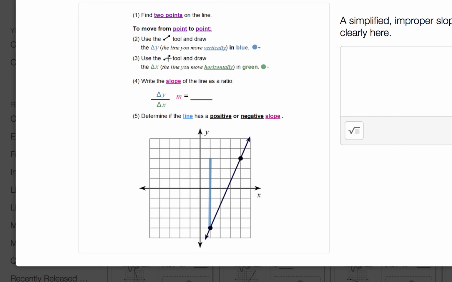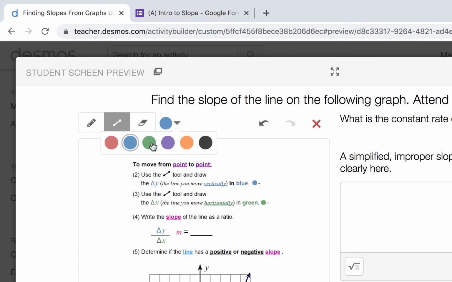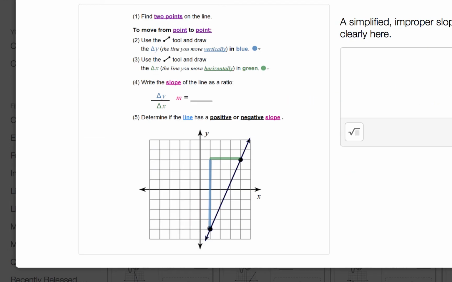From there, step 3, we keep using the line segment tool. But now I'm going to show the change in X. And that's going to be in green. So I'm going to change the color here. And the change in X, as it says right here, you move the line horizontally. So off to the side, I'm just going to note this. It looks like I started right here. So if I count this, this is always point, like if I'm counting at 0, if you've played board games, that might make sense to you.